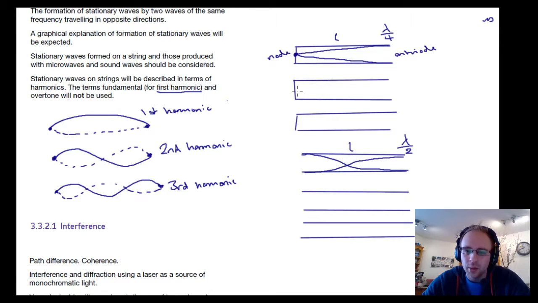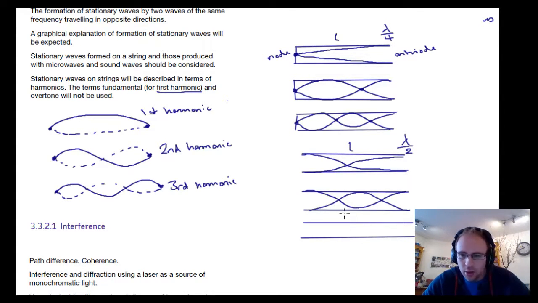And then it's your job to either remember or to figure out what possible ways you can make that happen. So those are our first 3 harmonics on an open closed pipe. For an open pipe, we've got antinode at both ends.